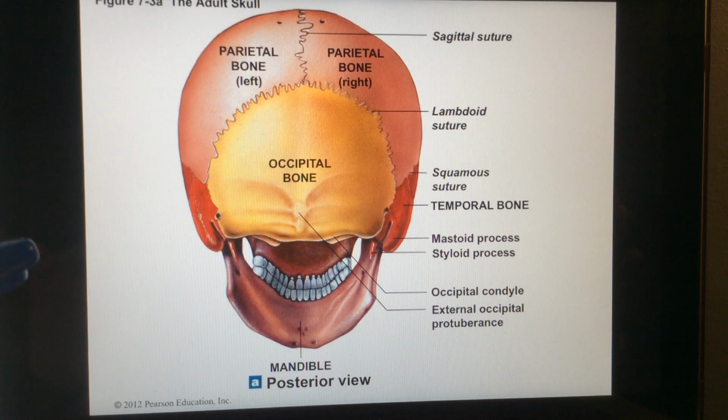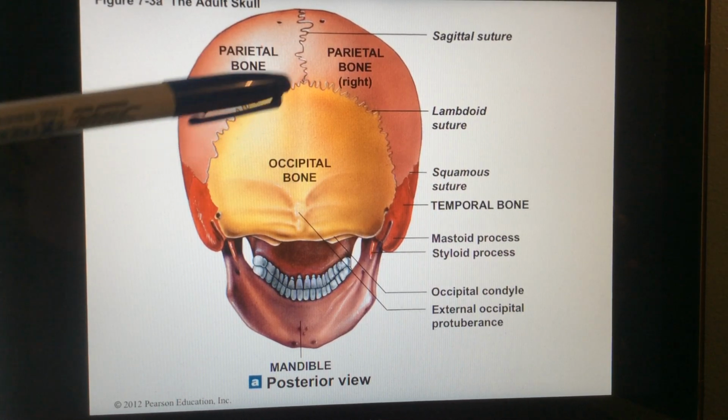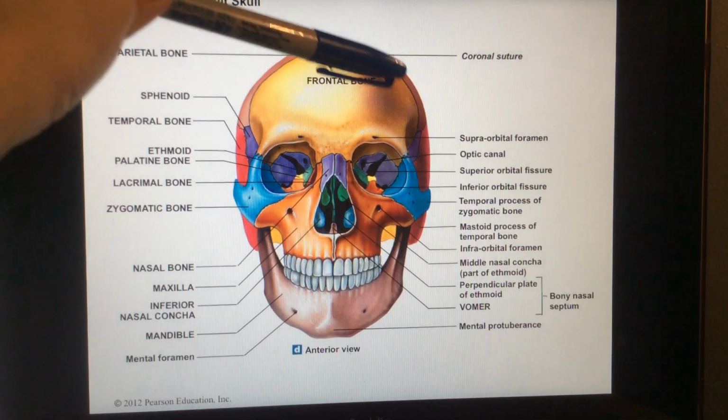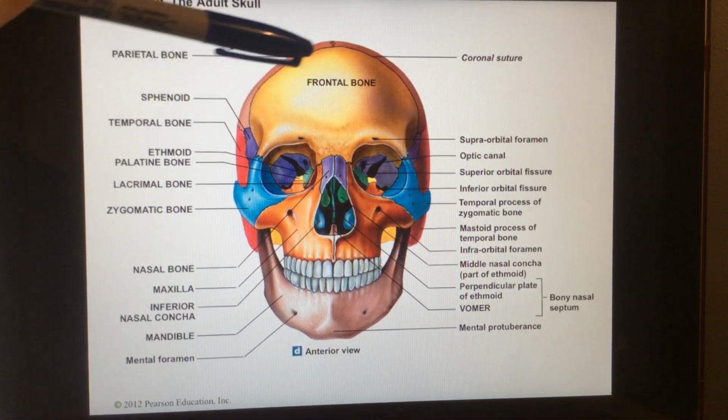And we have 4 major sutures. We have the coronal suture, going back to here.